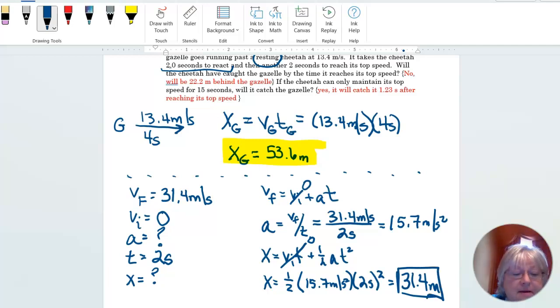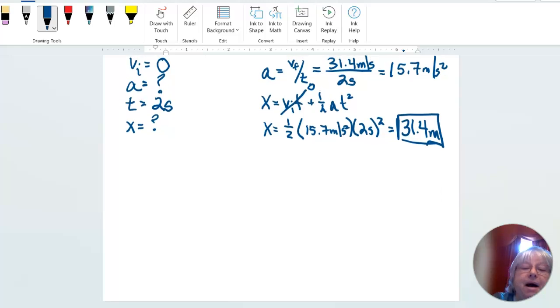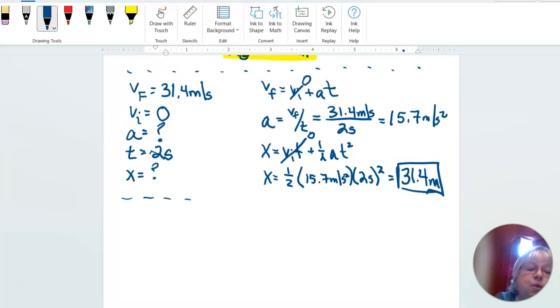Now let's look at part B. Part B says, if the cheetah can only maintain its top speed for 15 seconds, will it catch the gazelle? So I'm going to do something similar here, but now my cheetah is running at its top speed, and that's going to be a constant speed. But my gazelle is still running. So what I want to know is, how long is it going to take my cheetah to catch up with it?